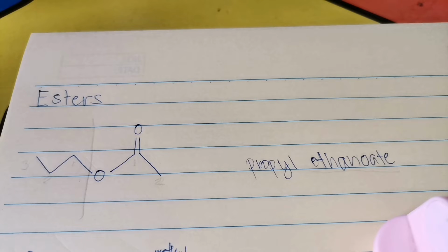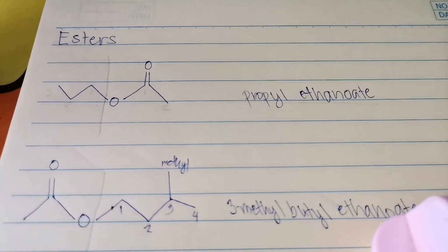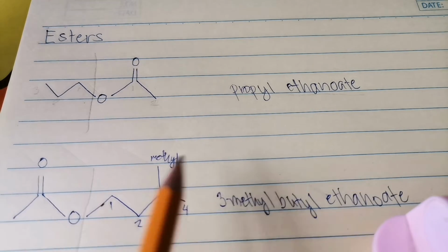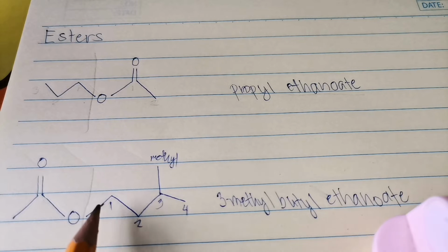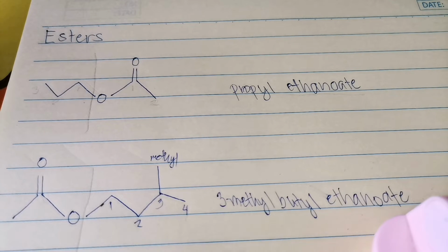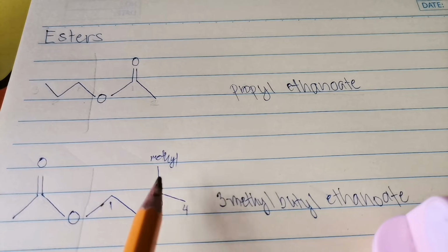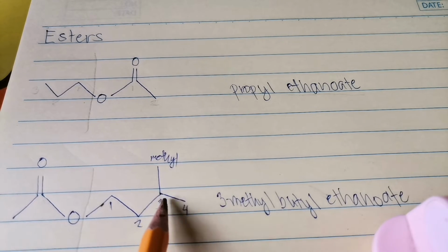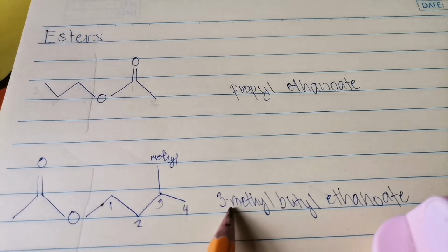Let's try another one with a substituent. Okay, same process, divide, and then count how many carbons. Again, this is 1, 2, ethanoate, and then here, you identify the longest chain. So 1, 2, 3, 4. So this is a butyl. But there is an attached methyl. So you have to identify in which carbon it is attached. So it is attached to the third carbon. So this is called 3-methylbutyl ethanoate.